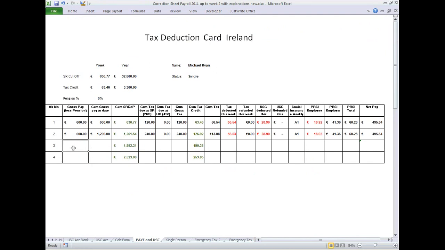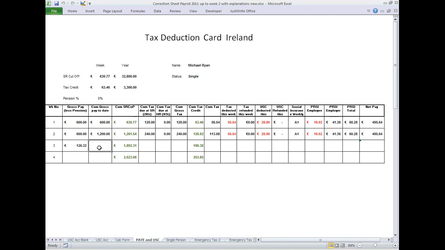Now week 3 is going to be a little different, because we're told that Michael Ryan is sick on week 3, and of a liability of 38 hours, he only works 8 hours of that. So you divide his 600, his weekly pay, by 38 to get the hourly rate, and multiply that by 8 then to see how much he earns in the week, and that comes to 126.32.